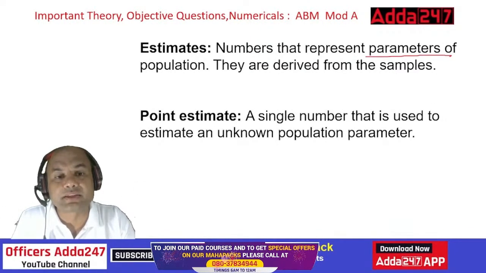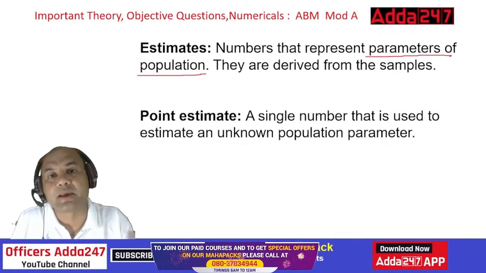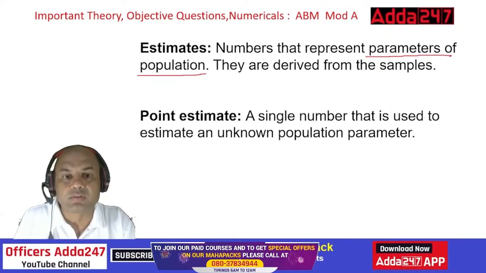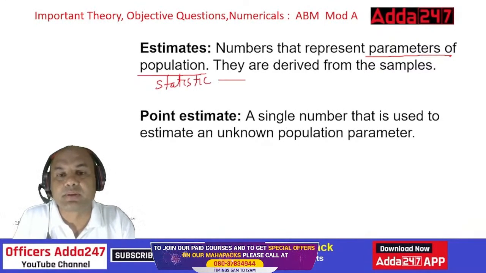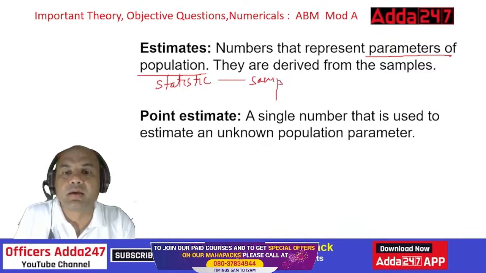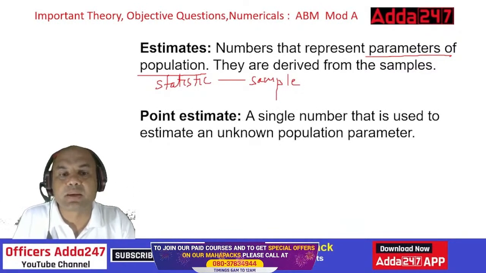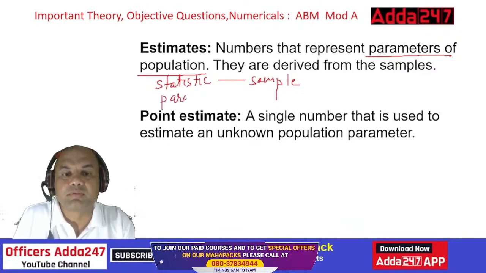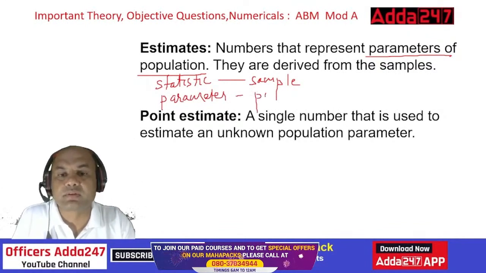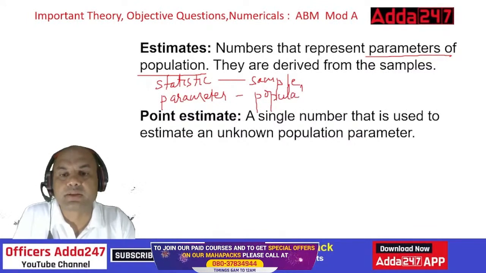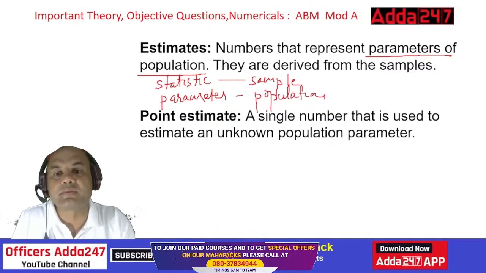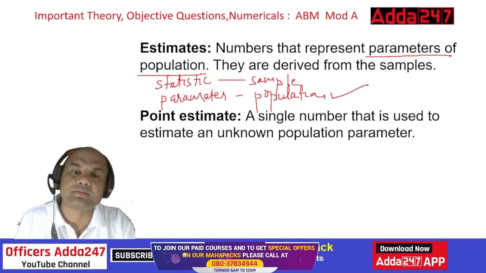In my earlier lecture, I had explained to you the difference between sample and population. Always remember, statistic is used for sample, and parameter is used for population. Okay, always remember this, population. So what is my estimate? It represents the parameter of the population. It focuses strictly on population.